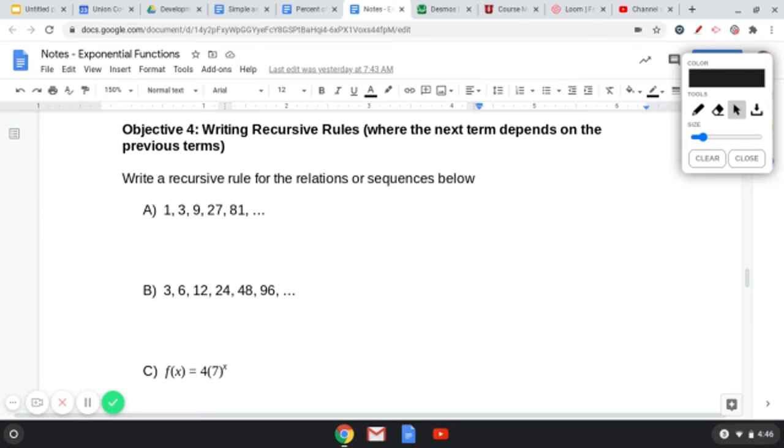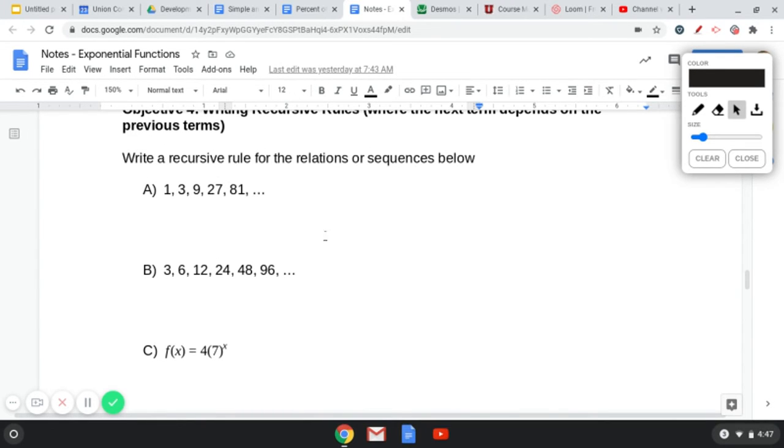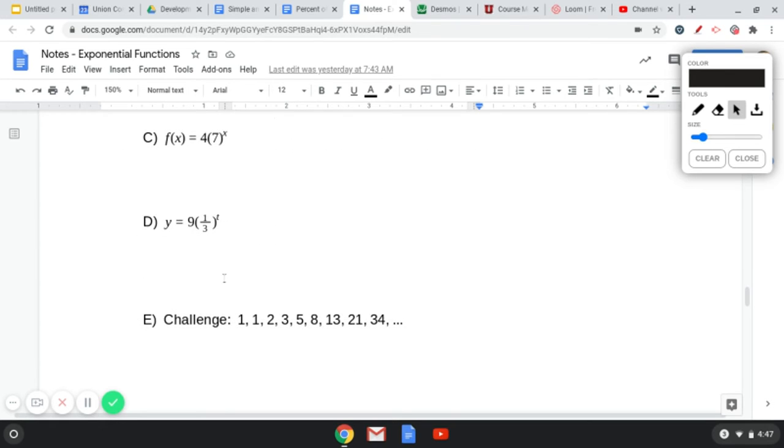All right, here's our objective 4. Writing recursive rules, which is where the next term depends on the previous terms. I have some exponential growth ones. Like this one is exponential growth, and most of these are exponential growth. And then I have a challenge one that's not exponential growth, but it's always a fun one.